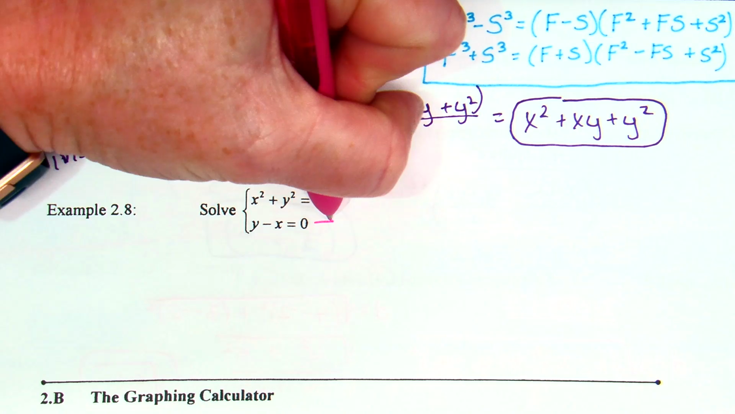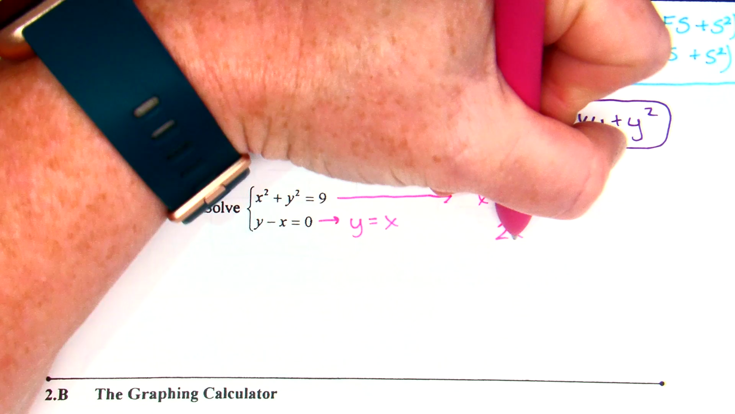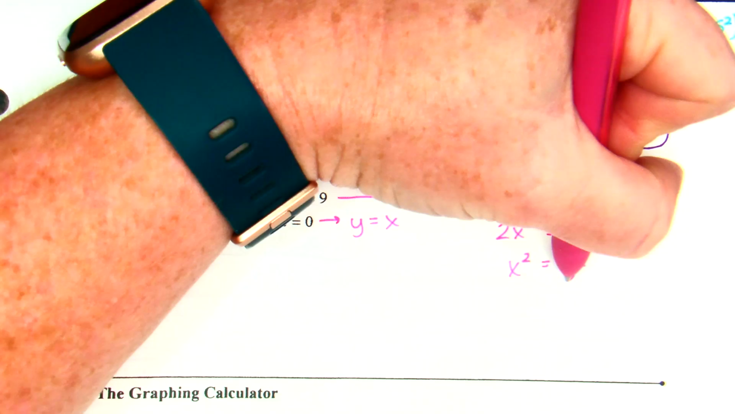I'm going to go with x's. So I'm going to say x squared plus, instead of y squared, if I replace y with x, it's going to be x squared equals 9. X squared plus x squared is 2x squared. So 2x squared equals 9. To solve for x squared, I divide by 2. So I'm at the point of x squared equals 9 halves.